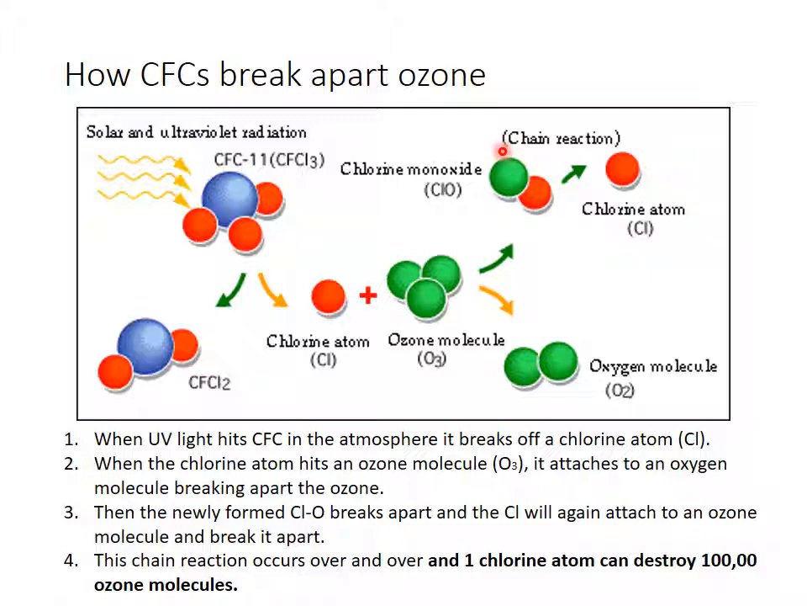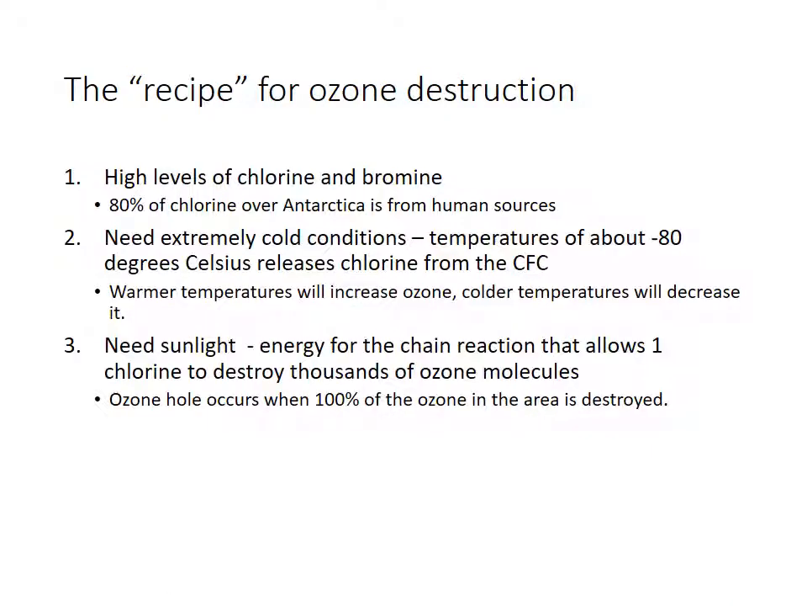Now, the newly formed chlorine monoxide can break apart, and the chlorine atom can come off, and it can then hit another ozone molecule. And it can do this process over and over and over again, so it sets off a chain reaction. One chlorine atom broken off can break down up to 100,000 ozone molecules. So just one CFC in the atmosphere can do a lot of damage to the ozone layer.